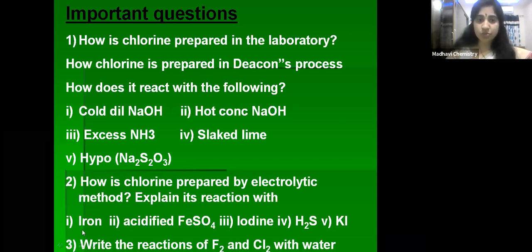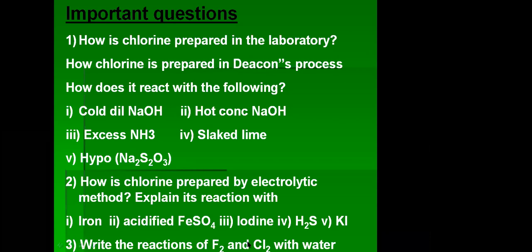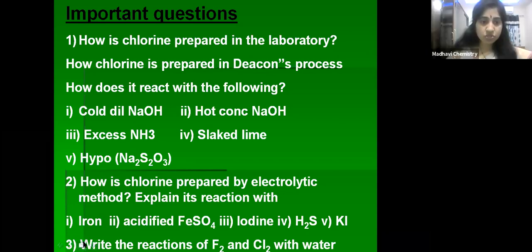Explain its reactions with iron, acidified ferrous sulfate, iodine, hydrogen sulfide and potassium iodide. The next one is, write the reactions of fluorine and chlorine with water. So these are very important questions from this group, children, 17 group. These are the frequently asked questions. Just go through these. Just now only we have discussed all these questions.